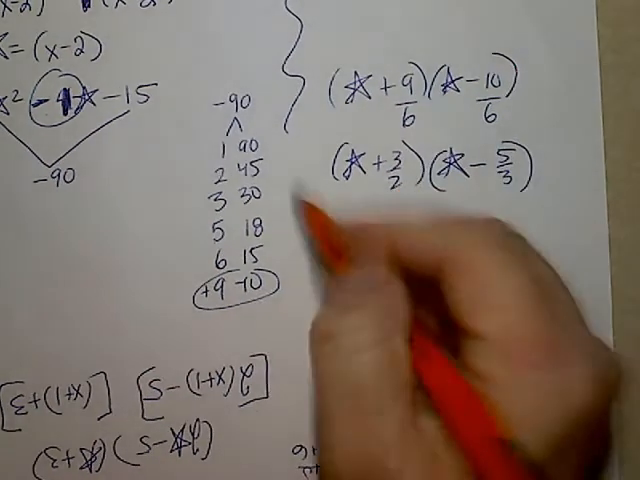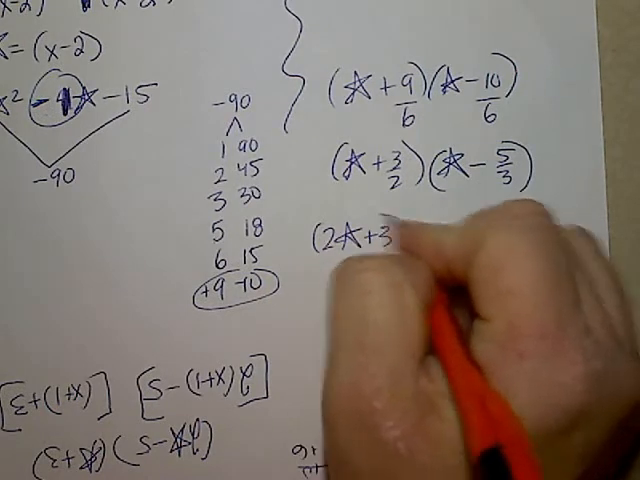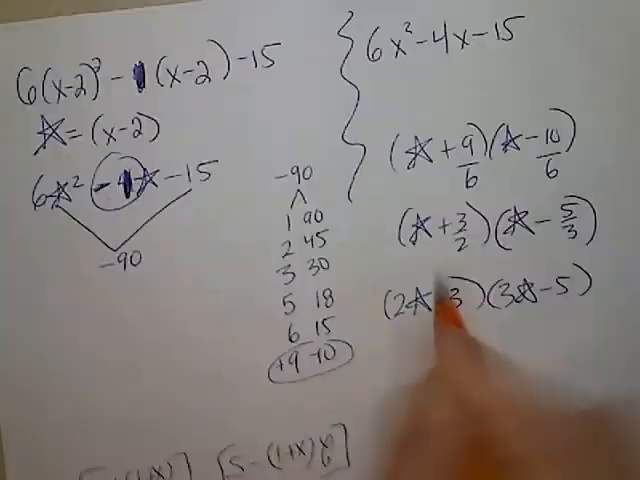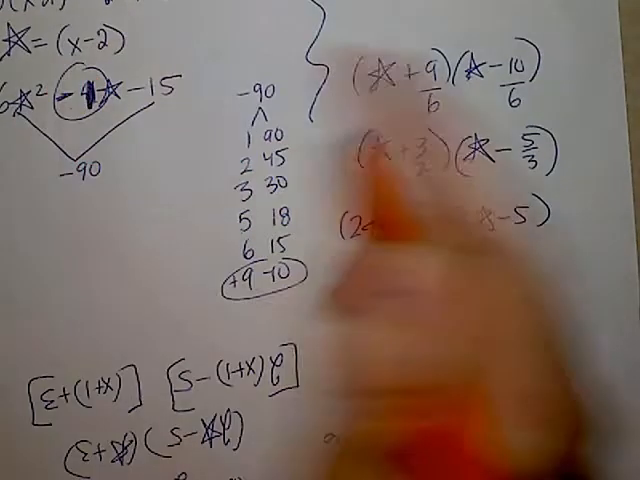Okay, so now I'm going to push up. So I have 2 star plus 3 and 3 star minus 5. And my last thing is I'm going to replace star with x minus 2.